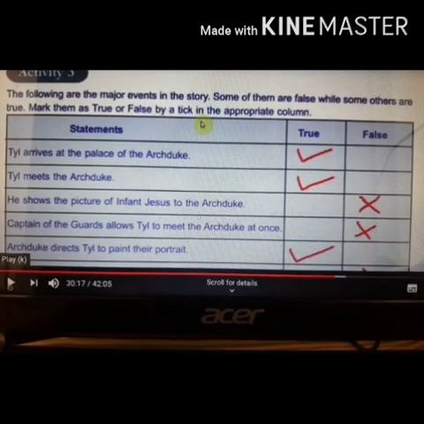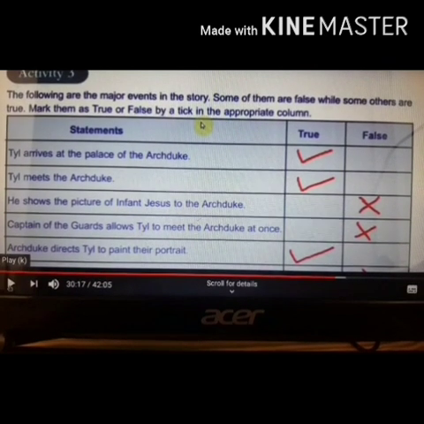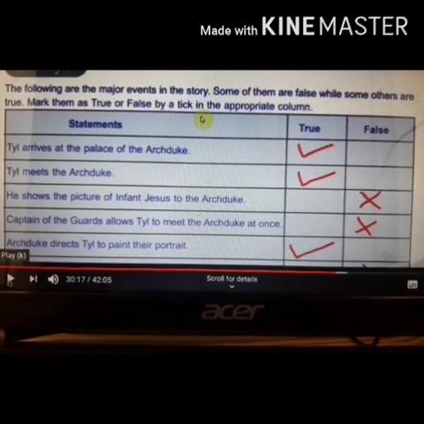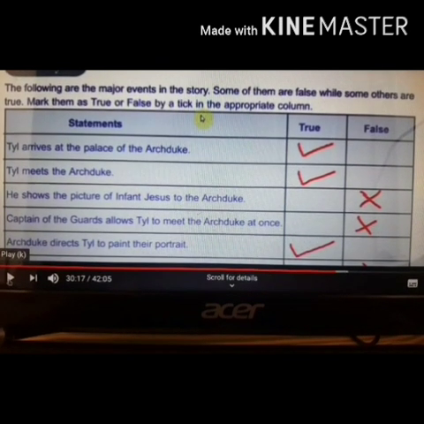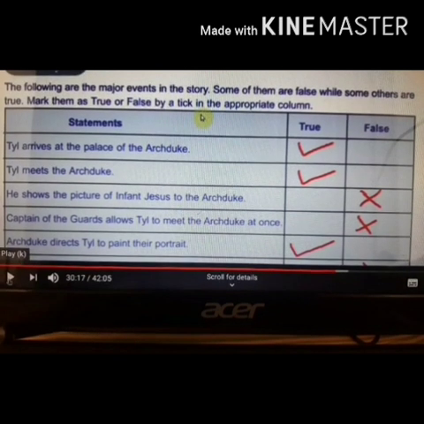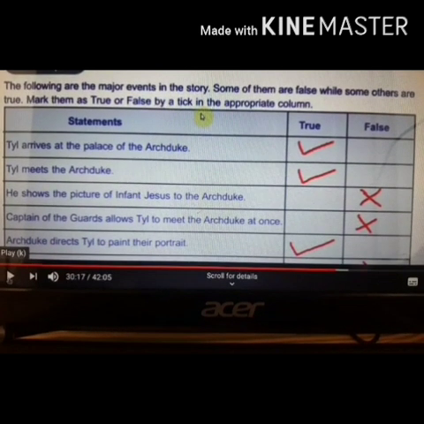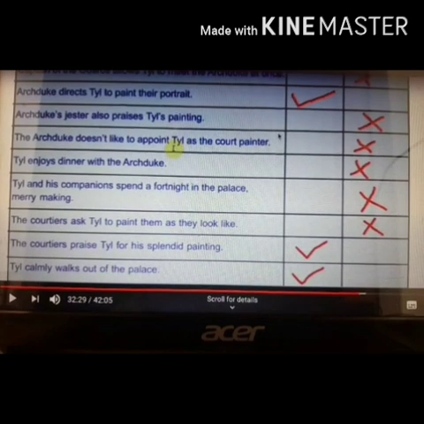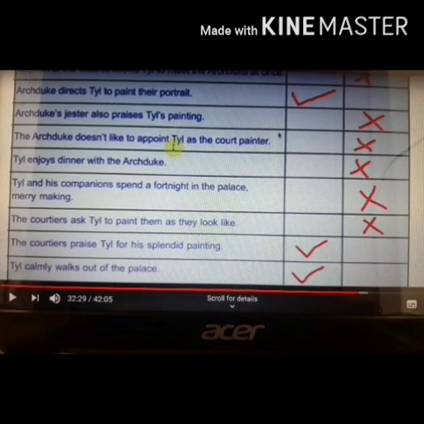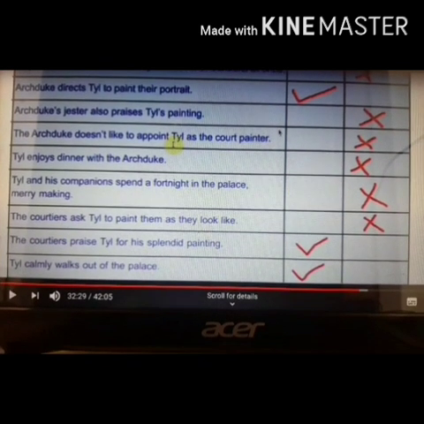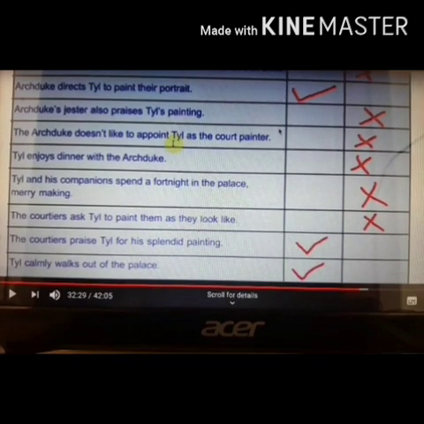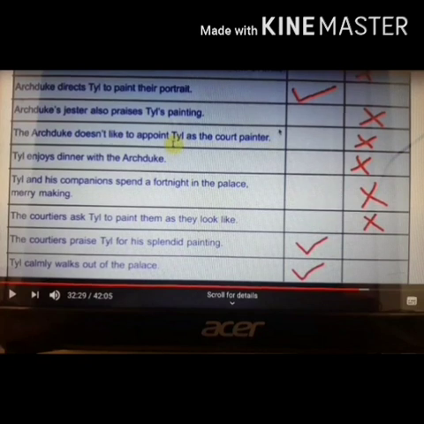He shows the picture of infant Jesus to the Archduke. No, it is false. Captain of the guards allows Till to meet the Archduke at once. False. Archduke directs Till to paint their portrait. It is true. Duke's jester also praises Till's painting. False. Archduke doesn't like to appoint Till as the court painter. False. Till enjoys dinner with the Archduke. False.